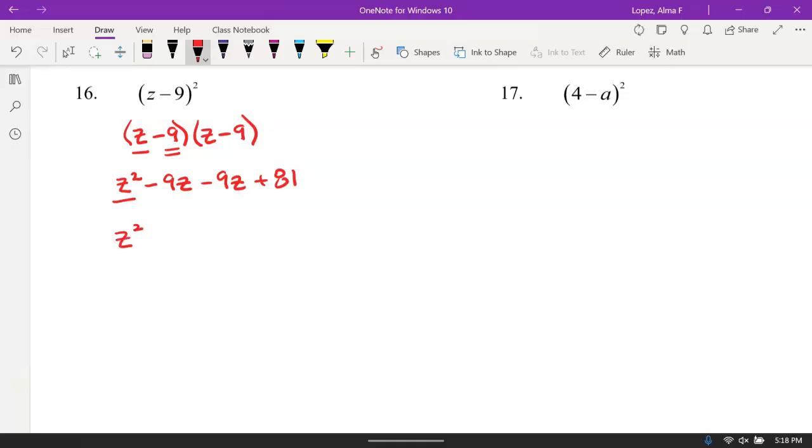There is only one squared term, so I'm going to write it down. I do have a couple of z terms. Negative 9z and negative 9z add up to negative 18z. And we do have one constant, so I'll bring him down. That's it.